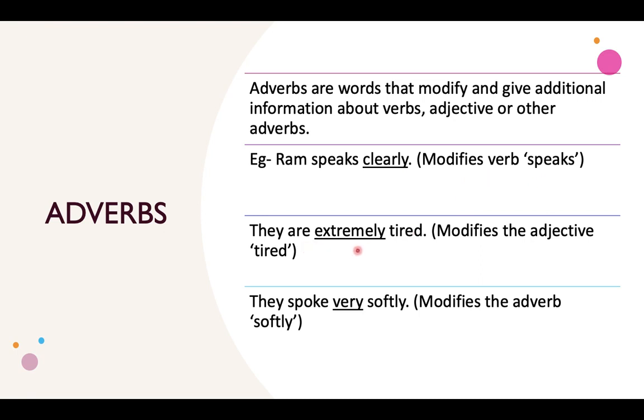They are extremely tired. It modifies the adjective tired. They spoke very softly. This modifies the adverb softly. So in all these sentences, children, you have seen that it has given some additional information about a verb, adjective or adverb.